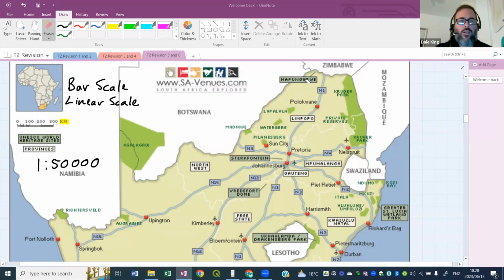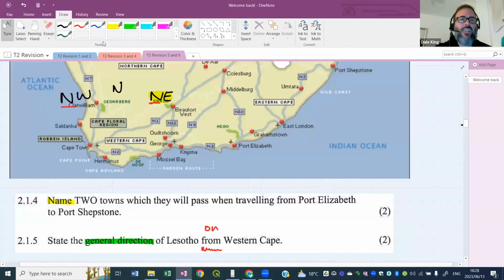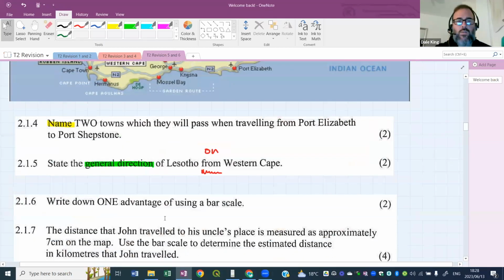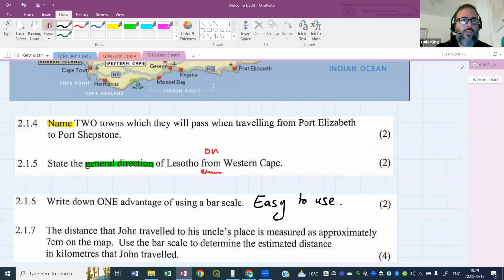So an answer for this question here, what's the advantage of using a bar scale? It's easier. Write down one advantage of using a bar scale. It's easy to use, ease of use. Right, easy to use.